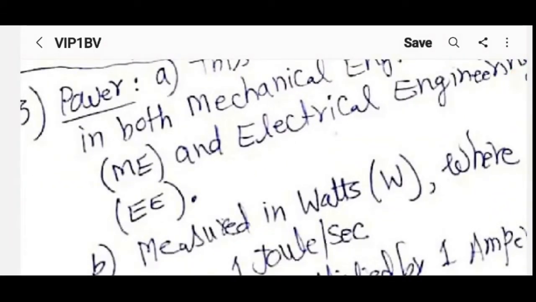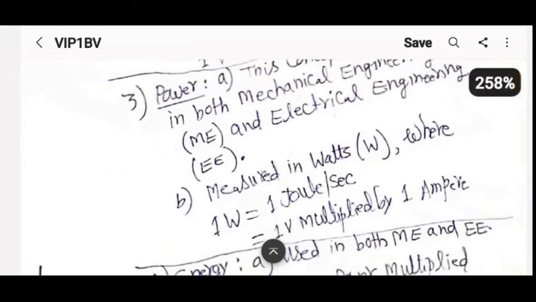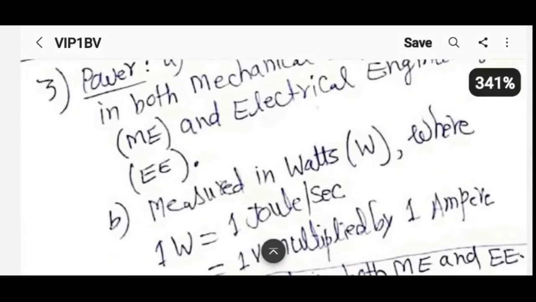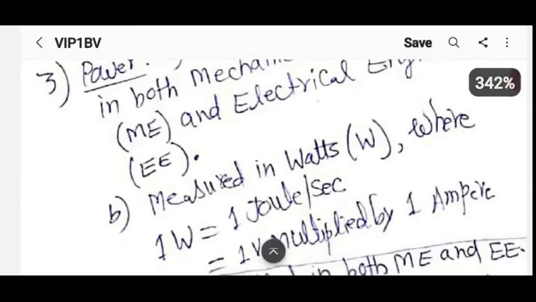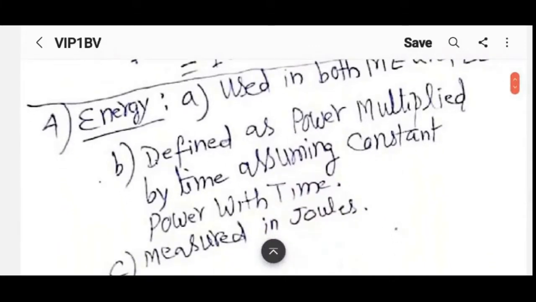So current, voltage, and power, and finally energy. These are the four things that we will be talking about a lot in this course. Energy, again, is commonly used in both the electrical engineering and mechanical engineering worlds. If power is constant with time, then you simply multiply it by the time to get the total energy over that period of time. Otherwise, you have to do integration.